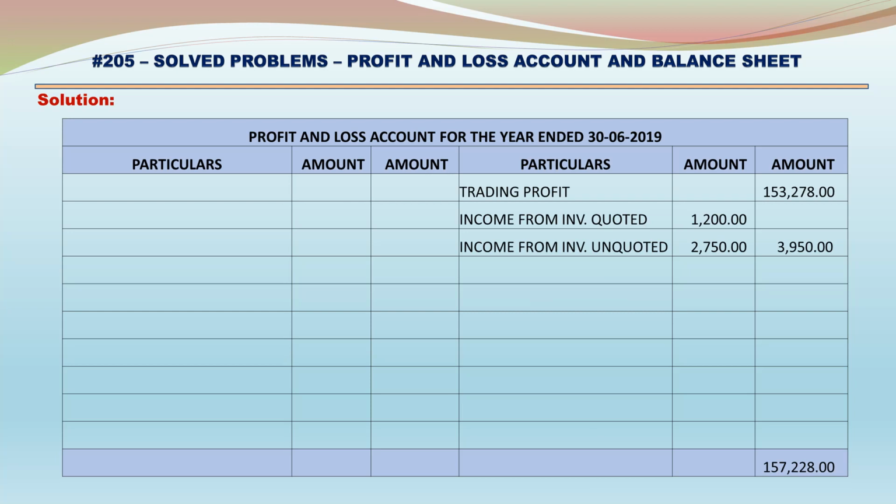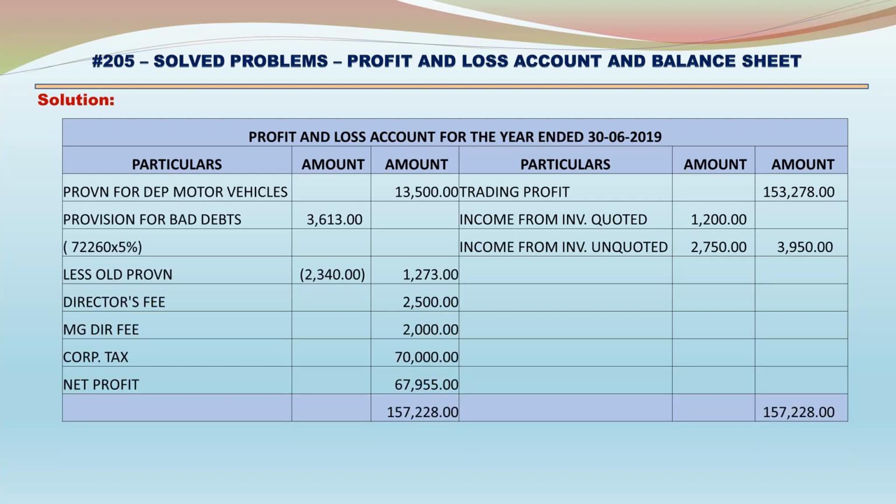150,278. Income from investments quoted 1,200. Income from investments unquoted 2,750. Total income from investments 3,950. Total credits 157,228. On the debit side, provision for depreciation of motor vehicles 13,500.